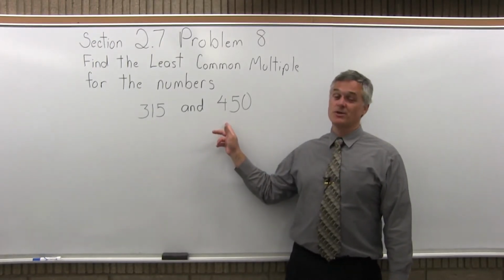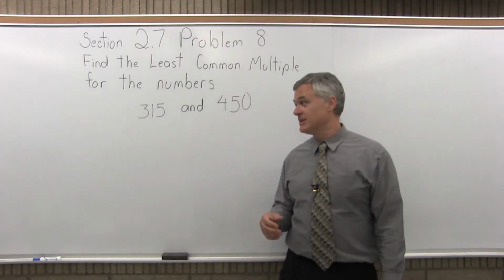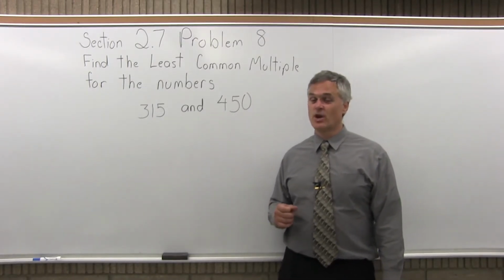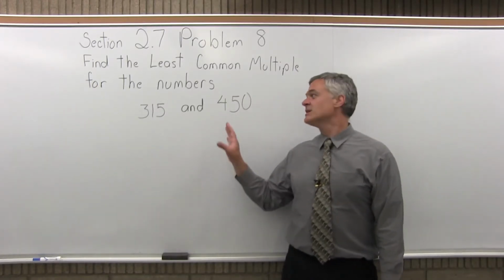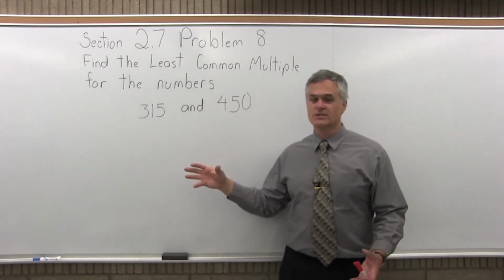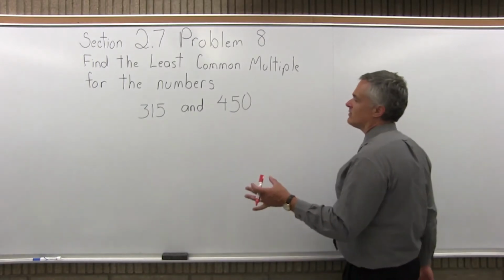For this problem, though, number 8, these numbers have gotten big enough that you're not going to be able to look at it and guess at it. I mean, to guess would take a huge amount of trial and error, not worth even attempting. Smaller numbers you might be able to get away with it. This 315 and 450, you really need to go through the process, do the prime factorization, make the list, multiply it out. So let's start with 315.